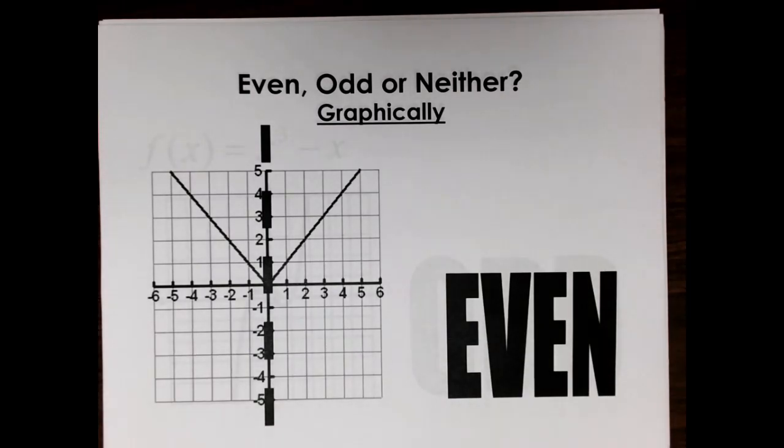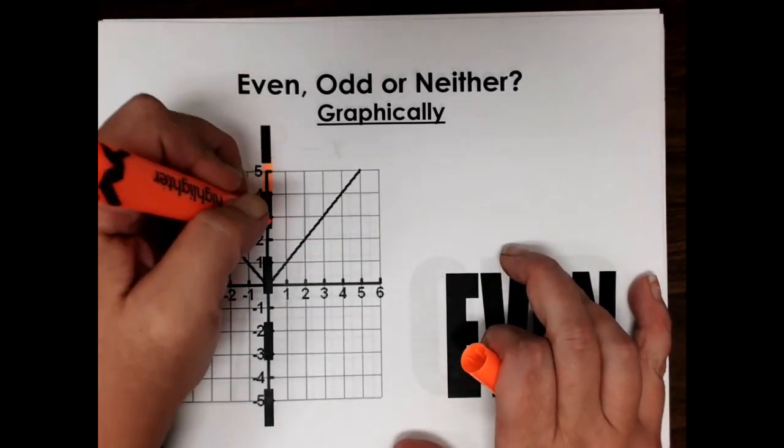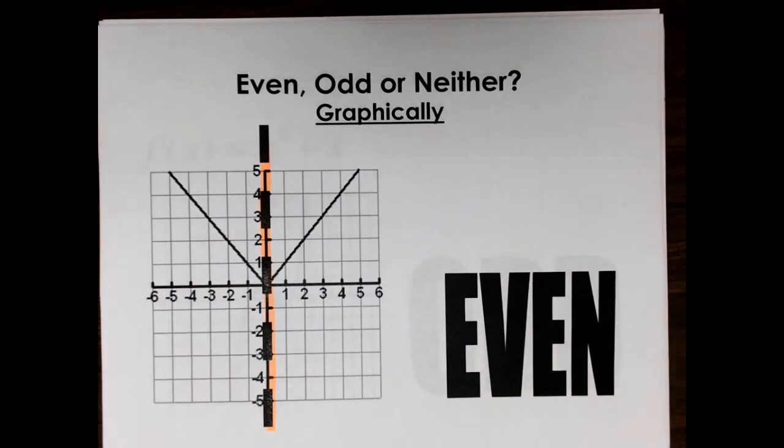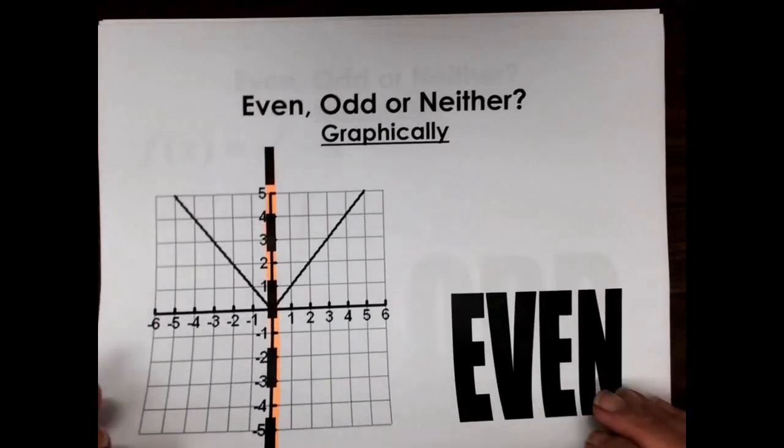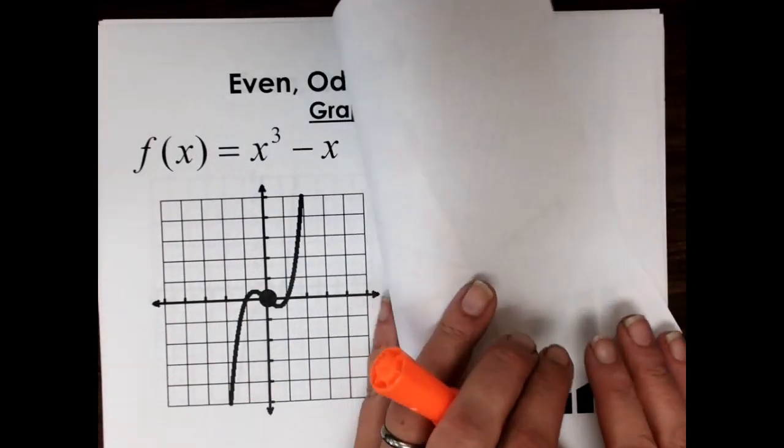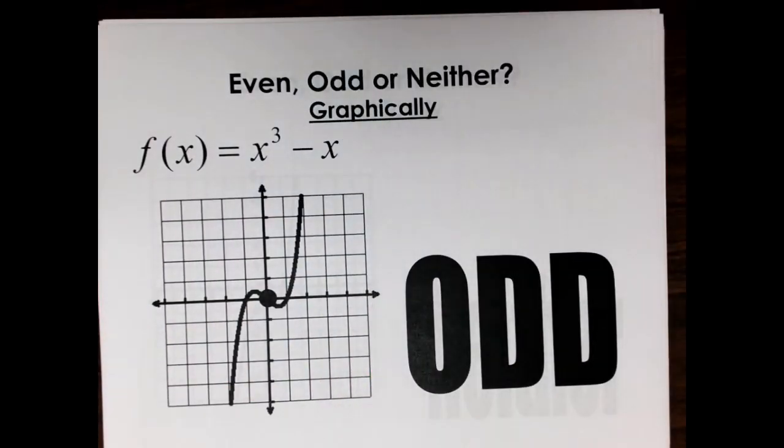So here we've got this picture again, even. This must be an even function because my symmetry is across the y-axis. Okay, we've got one here. It's x cubed minus 3.